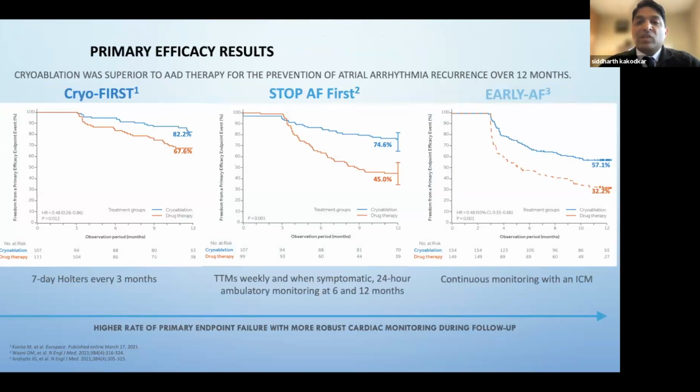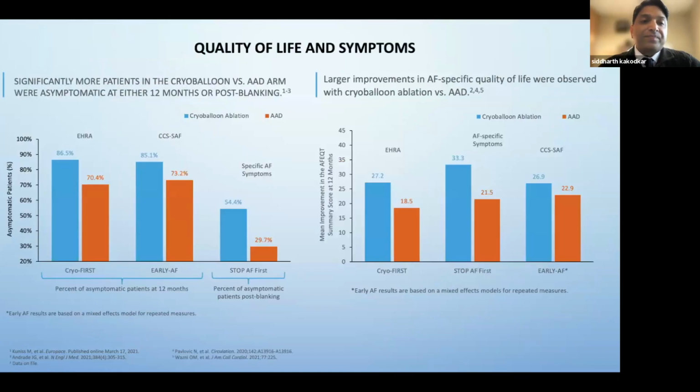So this was looking at recurrence of arrhythmias over 12 months. The blue line is cryoablation. The red line is antiarrhythmic drugs. And as you can see, ablation was superior as far as freedom from arrhythmias in the 1 year period. There were also quality of life and symptoms that were looked at, both again showing that cryoablation was superior to an antiarrhythmic drug.